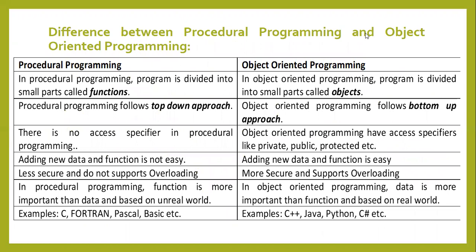Now, the difference between procedural programming and object-oriented programming. In procedural programming, programs are divided into small parts called functions, whereas in object-oriented programming, programs are divided into small parts called objects. Procedural programs follow a top-down approach, but object-oriented programming follows just the opposite, a bottom-up approach. There's no access specifier in procedural programming, whereas in object-oriented programming, we use private, public, protected, etc.